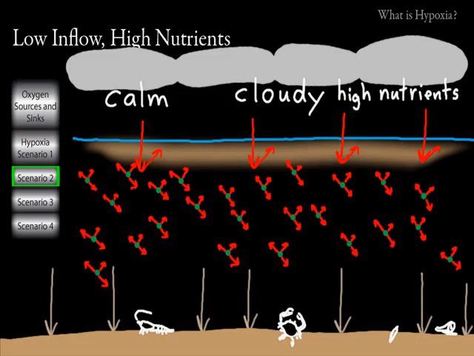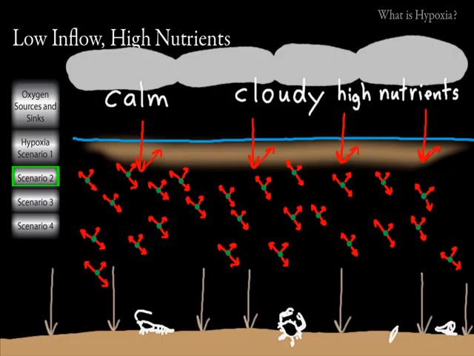Now let's look at another scenario, low inflow and high nutrients. Again, calm and cloudy is probably the worst situation there, but with the high nutrients, you have more algae in the water. So your net input of oxygen is probably going to be greater than a low nutrient situation of the same calmness and cloudiness.